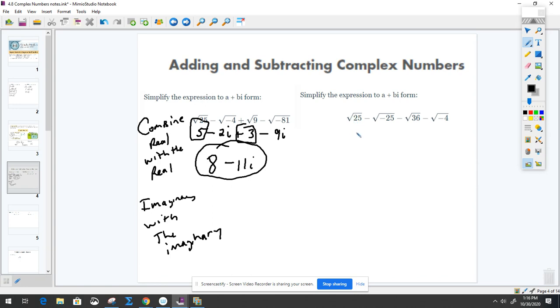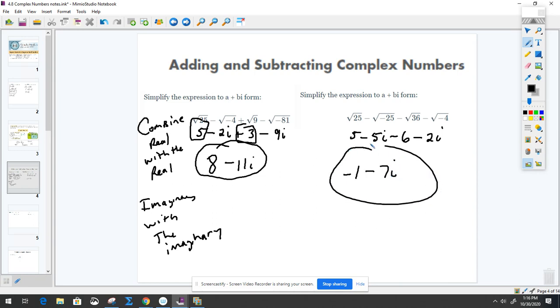Okay, same thing here. Square root of 25 is 5 minus square root of negative 25. Because it has a negative underneath, is just a 5i. Okay, square root of 25 is 5. The negative makes me an i after it. Minus square root of positive 36 is 6. Minus square root of negative 4 would be 2i. So the real with the real, 5 minus 6 is negative 1. Negative 5i minus 2i is a minus 7i. There would be my complex number.